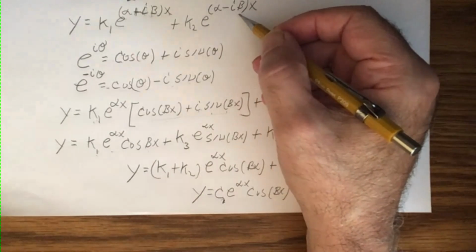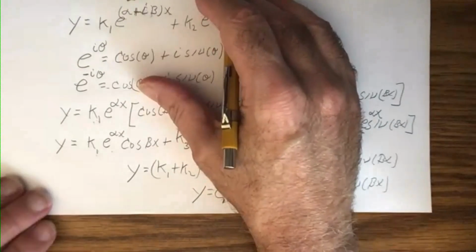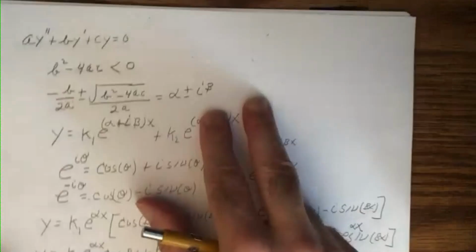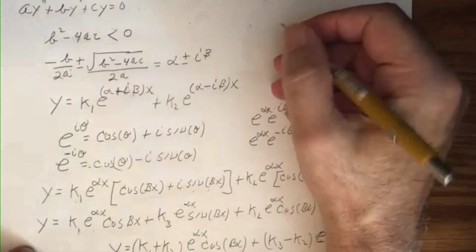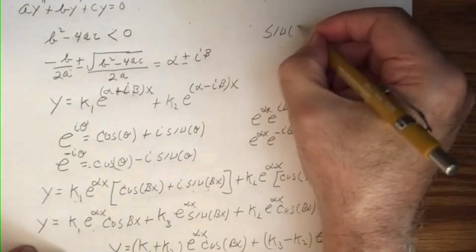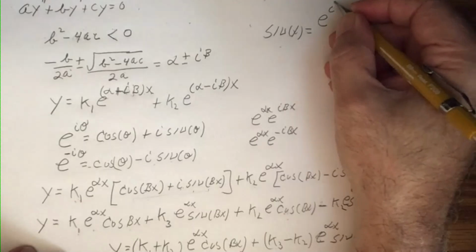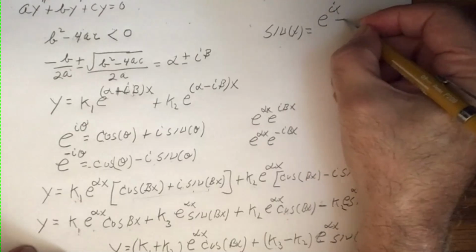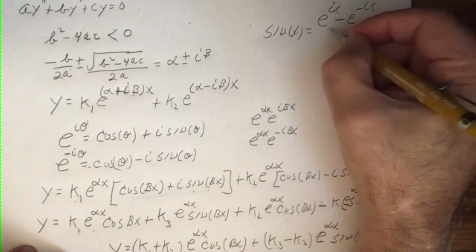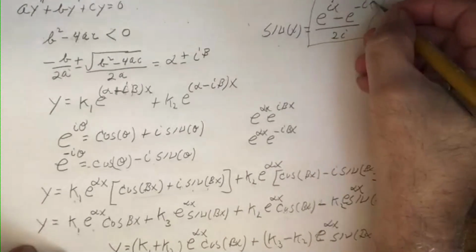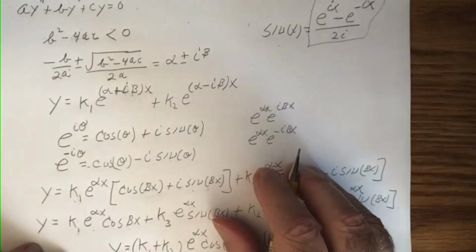that these imaginary exponents are actually sine and cosine. I don't know how many students are aware, but you know that sine of x is actually also e to the I x minus e to the minus I x divided by 2I. This is another way of writing sine, right? That's another way of writing sine.